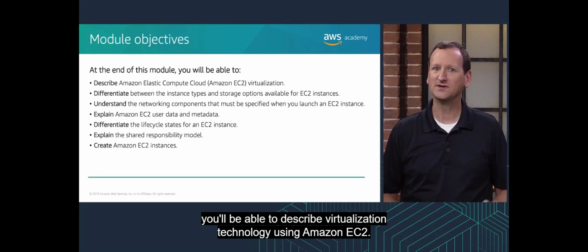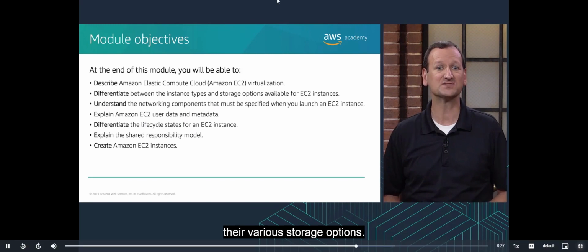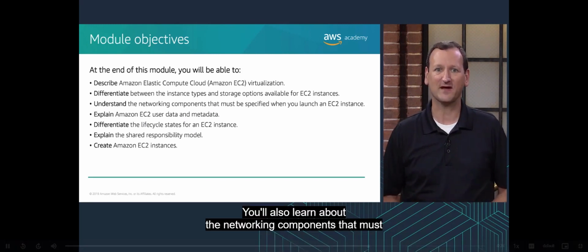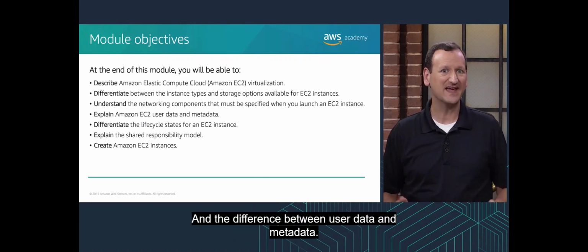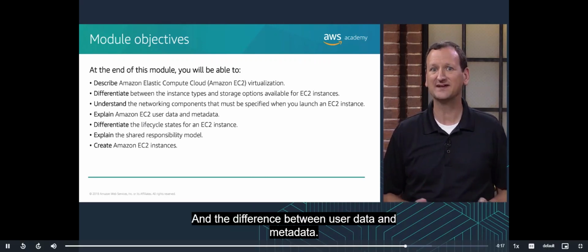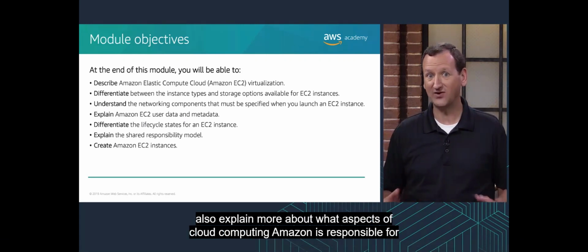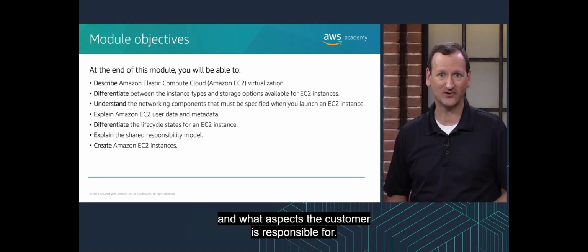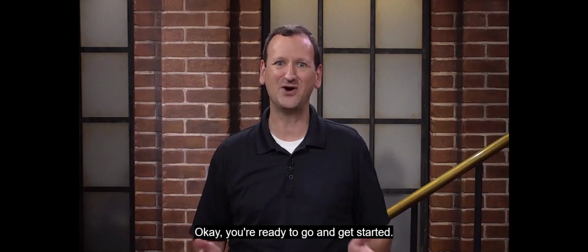By the end of this module, you'll be able to describe virtualization technology using Amazon EC2, and you'll know the differences between the various EC2 instance types and their various storage options. You'll also learn about the networking components that must be specified when you launch an EC2 instance and the difference between user data and metadata. And you will be able to create EC2 instances and also explain more about what aspects of cloud computing Amazon is responsible for and what aspects the customer is responsible for. Okay, you're ready to go and get started.